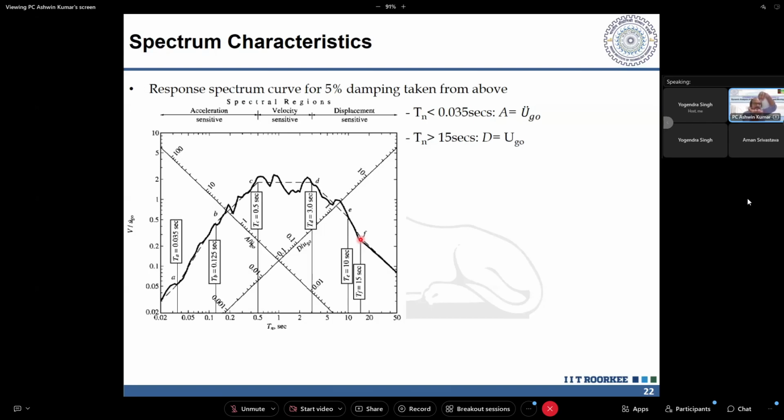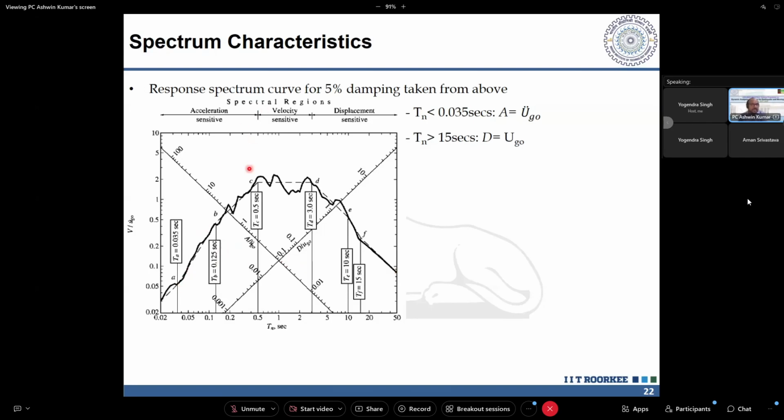In case of T equal to 0.035, this is what is happening, if you can see my hand carefully. Whereas in case of a flexible structure, this is what is happening. So there is a relative deformation. The mass stays still, but the structure is moving. So whatever is the ground displacement, that is the same as the displacement that the mass or the system is undergoing. So you have very rigid and very flexible. Now you see what is happening in the intermediate region.